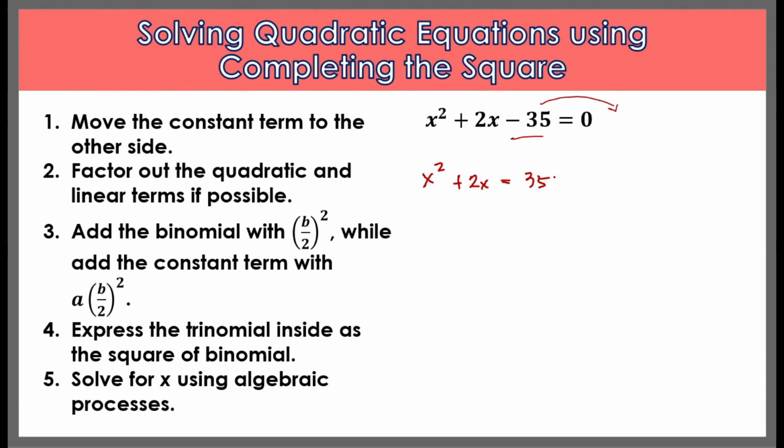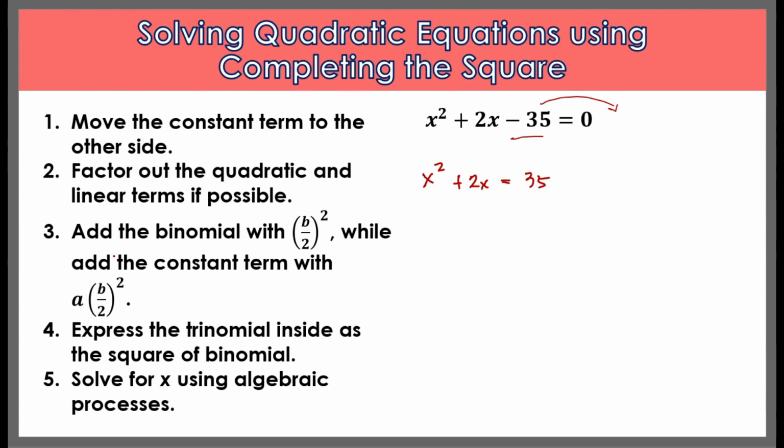Okay, so ayan. Next, number 2, factor out the quadratic and linear terms if possible. In this case, hindi tayo makapag-factor out. Okay, kasi very simplified, naka-simplest terms na yung ating equation. So, tayo ay magpa-factor out for number, we will do the number 2 step kung yung value ng a natin ay not equal to 1. Proceed tayo sa step 3.